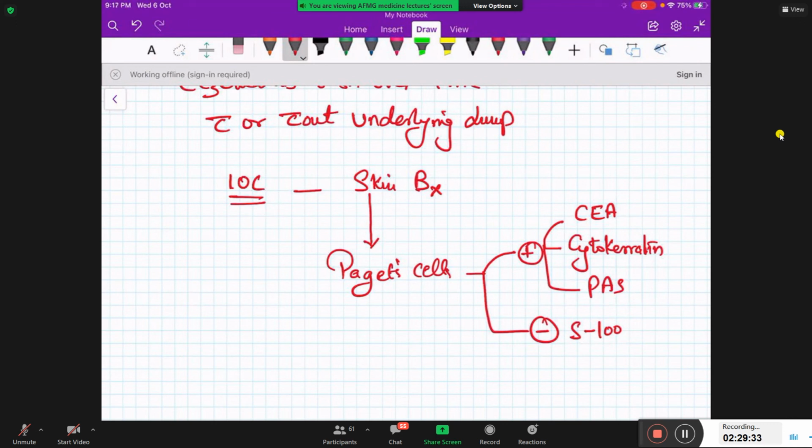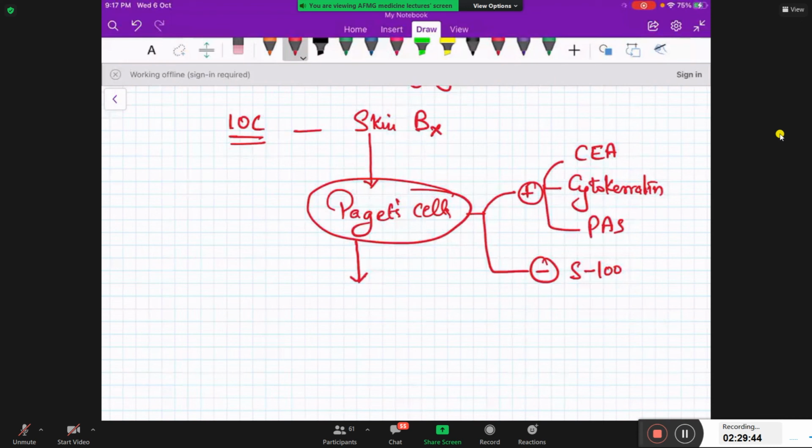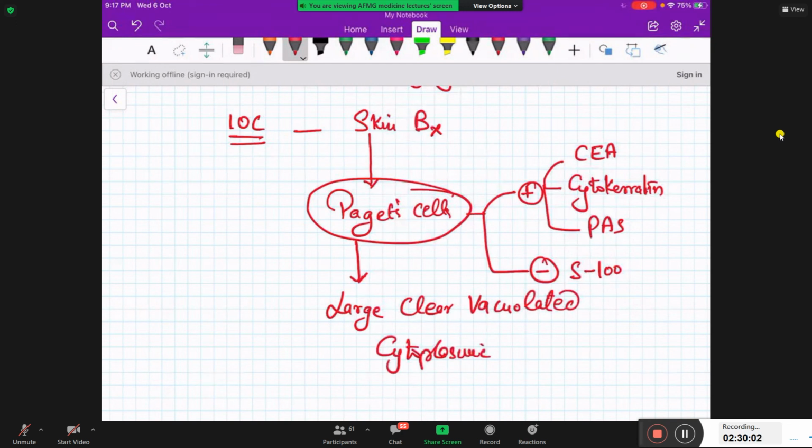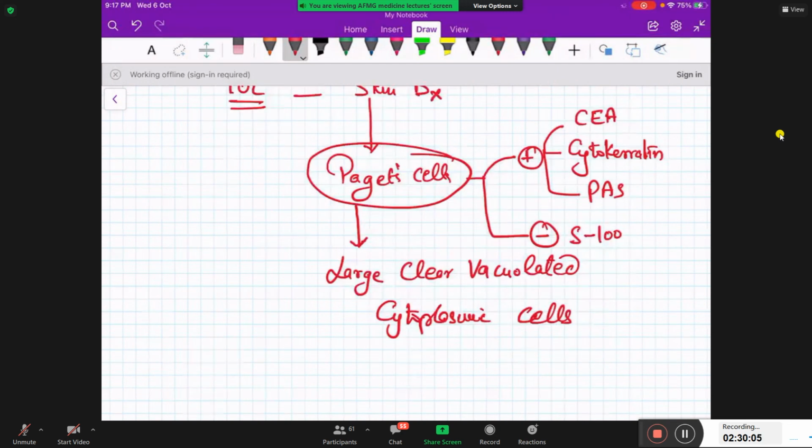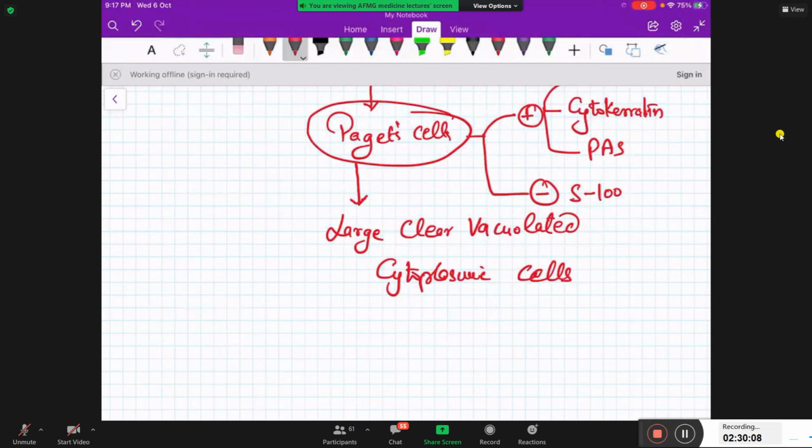Now, Paget cells won't be written out for you, they have to have certain features. So what are the features of Paget cells? We should know. These are large, clear, vacuolated cytoplasmic cells. If you find a large cell with a clear vacuolated cytoplasm, it is a Paget cell.